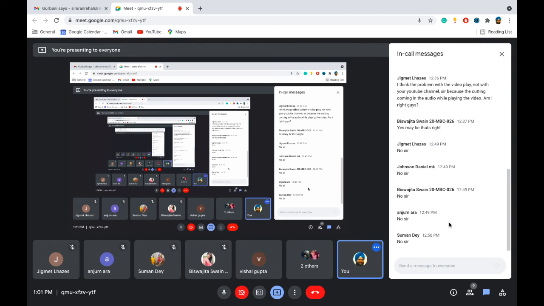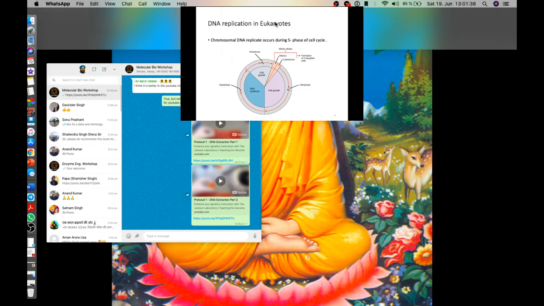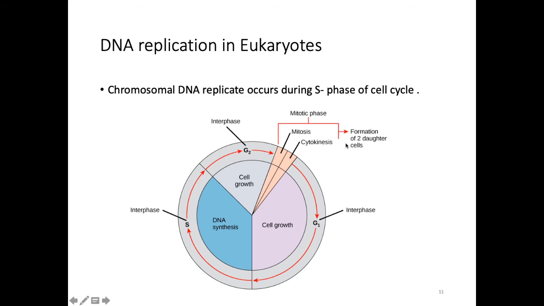So in principle, DNA replication in eukaryotes happens during the S phase of the cell cycle. There is the G2 phase, cell growth, then mitosis, cytokinesis, and then the cell growth phase G1, which is part of interphase. During interphase, mainly in the synthesis phase, replication is done.